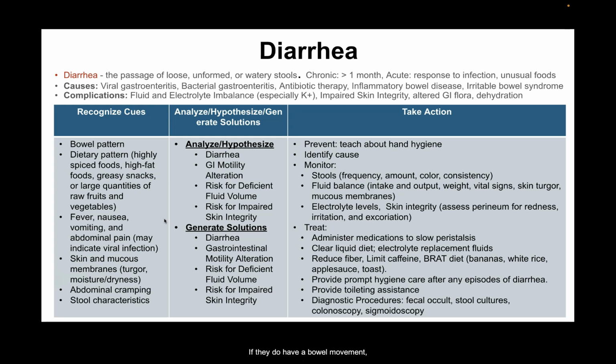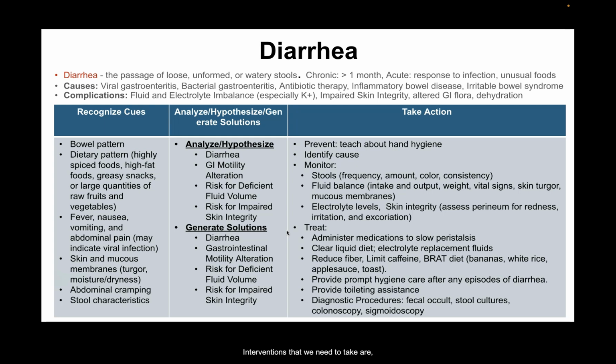If they do have a bowel movement, you want to look at the characteristics of the stool, right? Does it have mucus in it? Does it have blood in it? We need to recognize those cues. And here are some hypotheses and solutions we can generate for our patients. For example, diarrhea, GI motility alteration, risk for deficient fluid volume if they have diarrhea, right? Risk for impaired skin integrity.